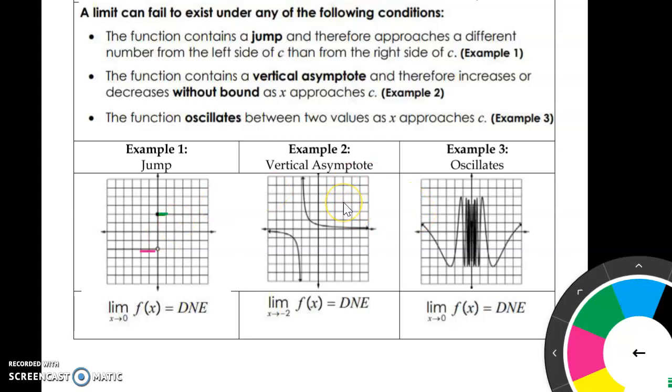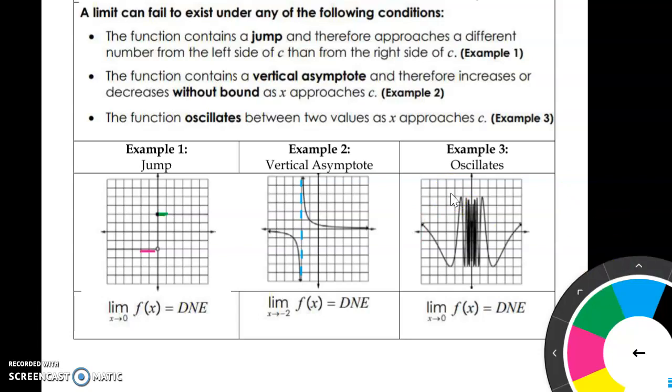The second condition is if the function contains a vertical asymptote, and therefore our function is increasing or decreasing without bound as x approaches c, our value. So here, our limit as x approaches -2, you can see here at -2 we have a vertical asymptote. So the limit as x approaches -2 does not exist. It doesn't approach a value.